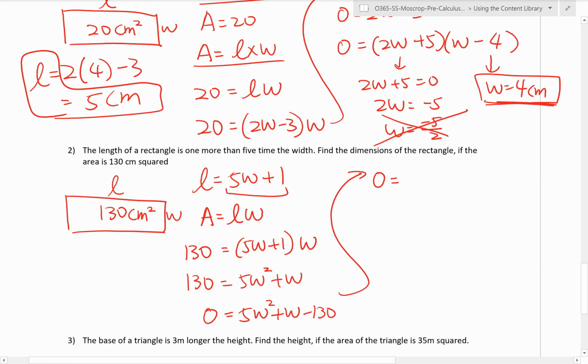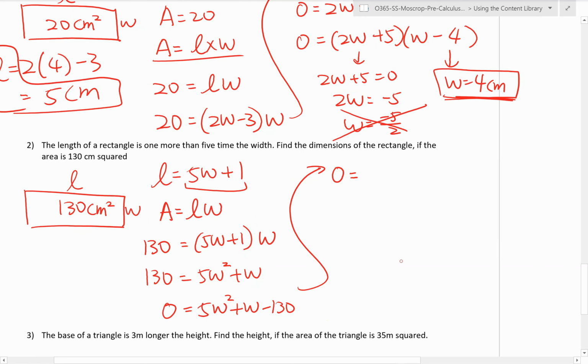Okay, now this might not be that easy to factor. Let's see. 5w squared, it has to be 5w and w. Okay, there's no other way around it. Now 130, there's so many possibilities. So now I need to think about this. 10 and 13? No, definitely not. I think it has to be a small number and a big number. I'm thinking 26 and 5, and that is the one.